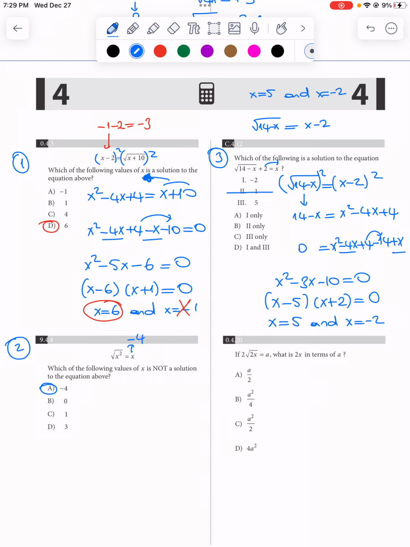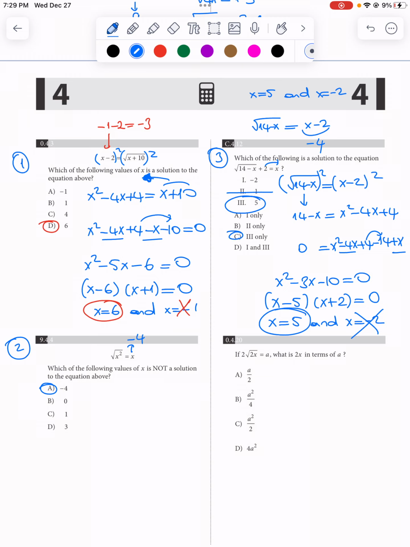We can eliminate negative 2, because once x is equal to negative 2, then the right side is going to be negative 4, which is not possible. So it cannot be x is equal to negative 2. x is going to be equal to 5. Only one solution for this equation, which is statement 3. And we have only statement 3 for answer choice C.